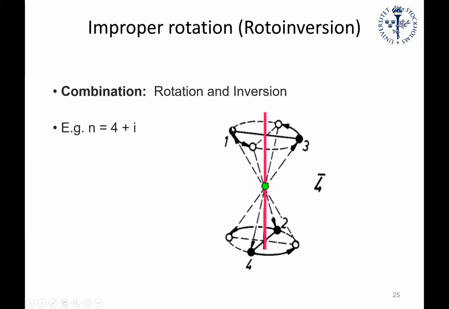So let's start off with point number 1 here. And let's start by rotating it first. It's 4-bar, which means we're going to rotate it 90 degrees around the rotation axis. So we end up here. But we're not done yet. We still need to invert the structure. If we invert it from here through the inversion center, we end up at this point here. So this is our symmetry equivalent position.